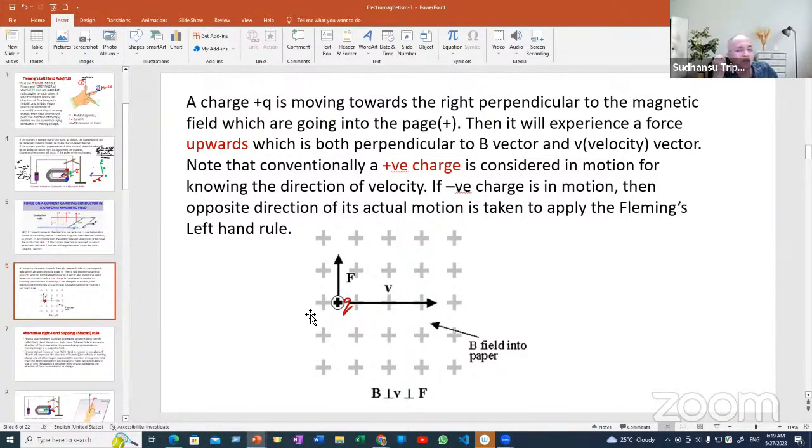Can anyone tell me, if you use the right-hand thumb rule or the right-hand pushing rule, then which fingers will be showing the direction of the field and which finger will be showing the direction of the current? Yes, anyone? You can just tell me.